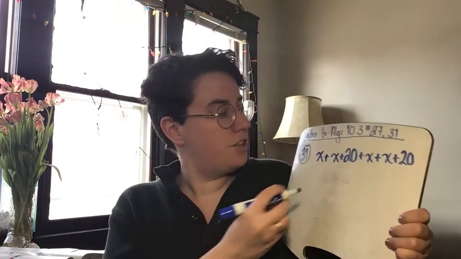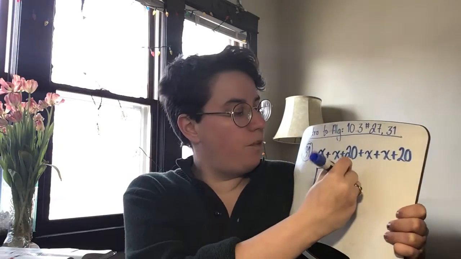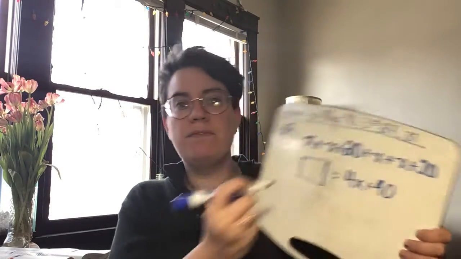For 31, I'm not going to go through the entire problem, but I'm going to give you a couple hints because that's going to be really helpful for the presentation. For 31, it says that the perimeter of these two figures are equal. One is a rectangle, so the perimeter would be x plus 20 plus x plus x plus 20. So those are all four sides together. So the rectangular perimeter is equal to 4x plus 40.